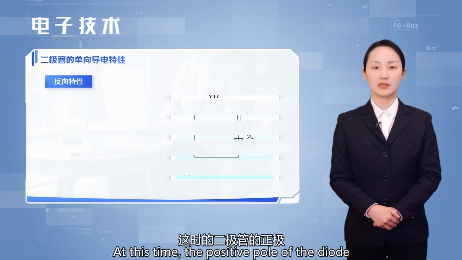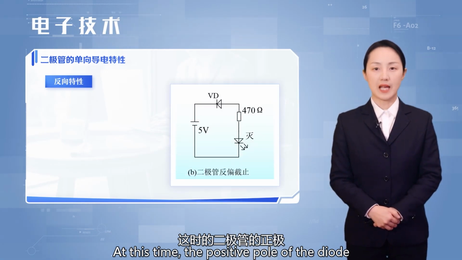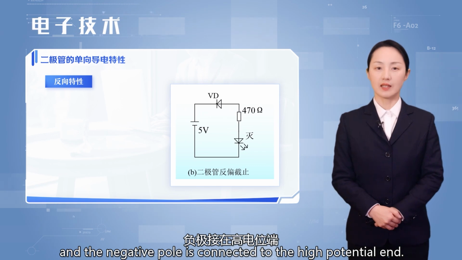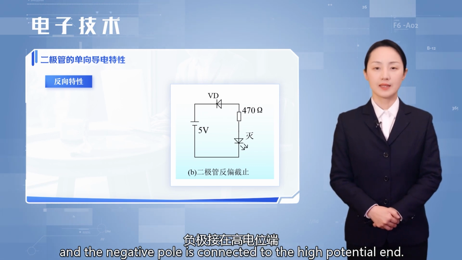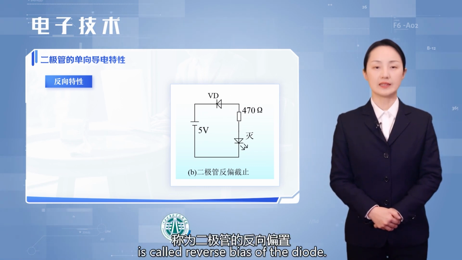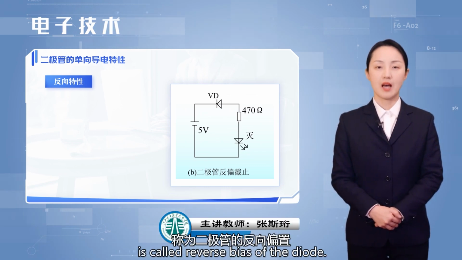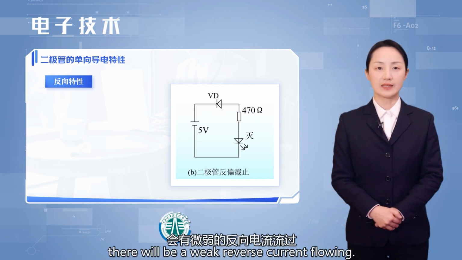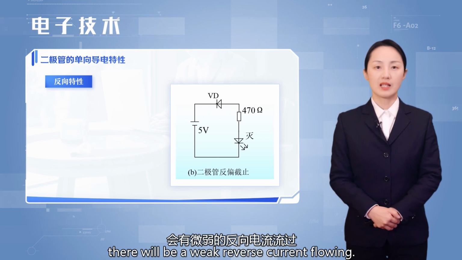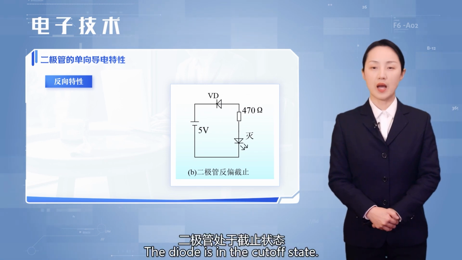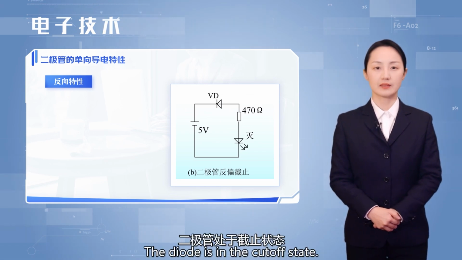At this time, the positive pole of the diode is connected to the low potential end, and the negative pole is connected to the high potential end. This connection method is called reverse bias of the diode. At this time, in the diode, there will be a weak reverse current flowing, called leakage current. It is almost zero. The diode is in the cutoff state.